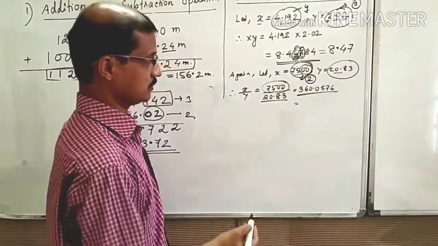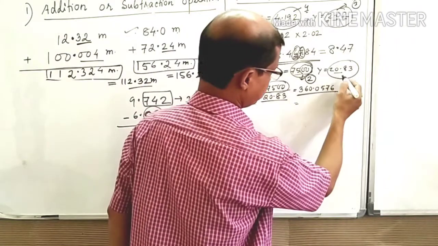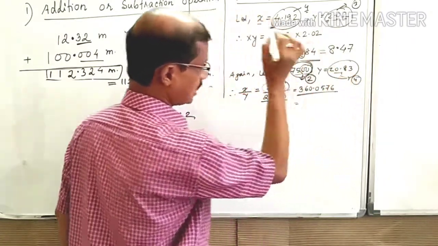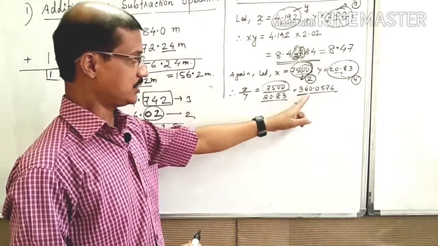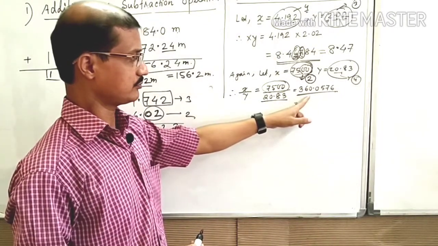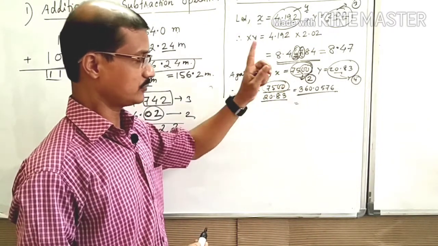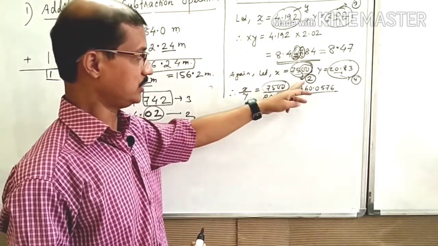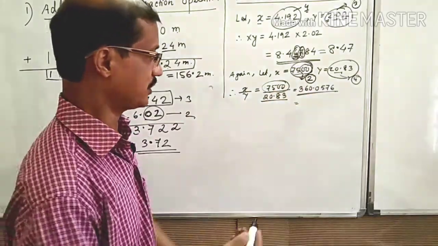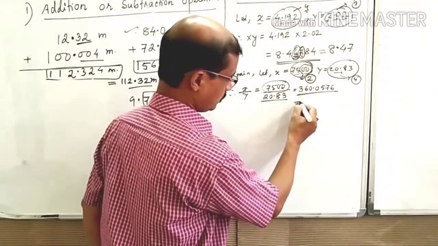And in the second number, significant figure is 4. So the final result must contain two significant figures. Final result দুটা significant figure থাকিব লাগিব.